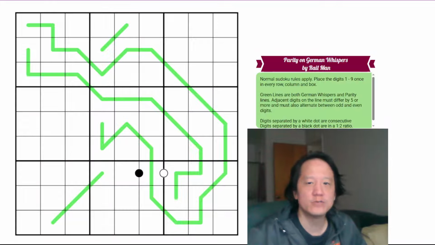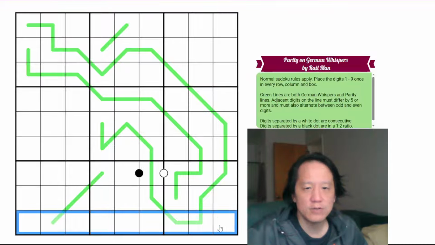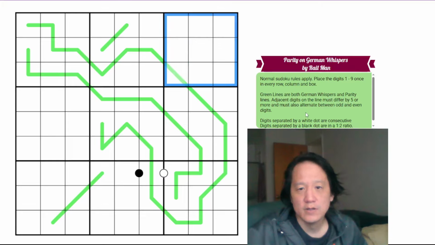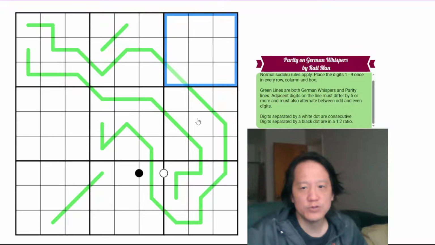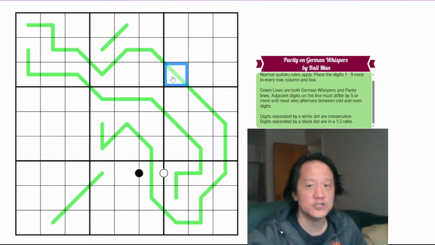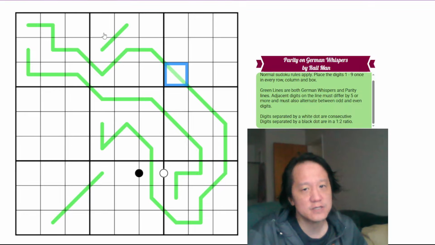Normal Sudoku rules apply, which means place the digits 1 through 9 once in every row, column, and box. Green lines are both German whisper and parity lines, which means adjacent digits on the line must differ by 5 or more and must also alternate between odd and even digits.